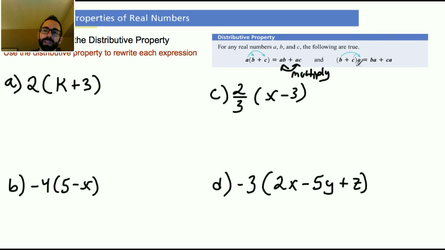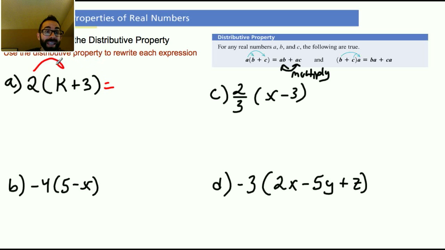If this term out here, which is being multiplied, it doesn't matter if it's in the front or in the back of it, like on the left side or on the right side. You just have to multiply everything that is inside the parentheses, and then we get that product. All right, so let's go ahead and apply that to these problems down here.